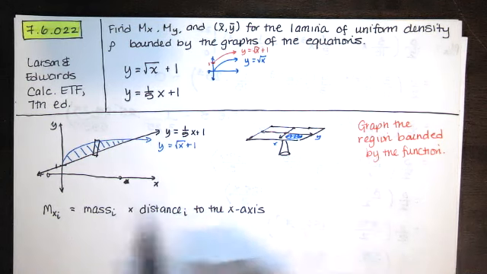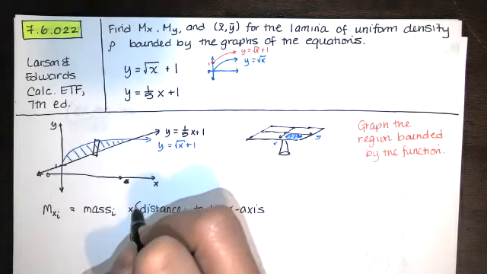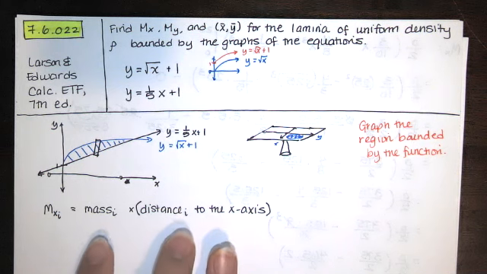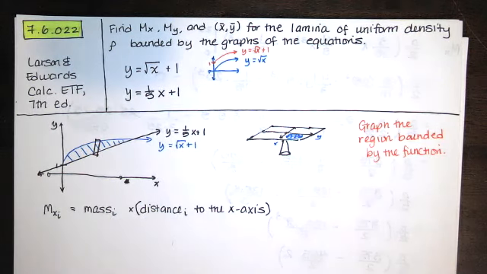Now, if you've taken physics, you might think, well, isn't it force times distance? Yeah, we're just leaving off gravity here, even though gravity is implied. I'm not really sure why we think of mass times distance rather than force times distance in calculus class, but we do. It's convention. Okay, so we want the mass of that piece times the distance of that piece to the x-axis.